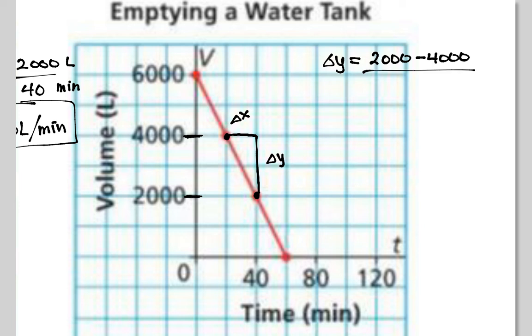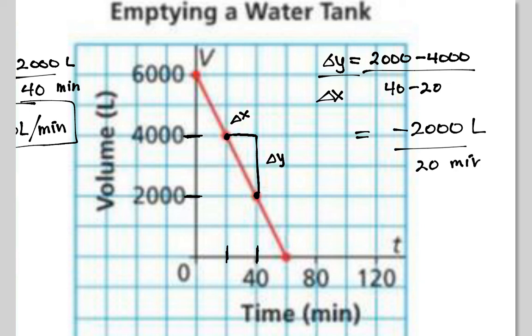And in what time interval? From about 20 to 40. From 20 seconds, or pardon me, 20 minutes to 40 minutes, what's that delta x? No, because it's going to be negative. So 40 take away 20. You get negative 2,000 liters in 20 minutes. Negative 2,000 in 20 minutes. Negative 100 liters per minute.